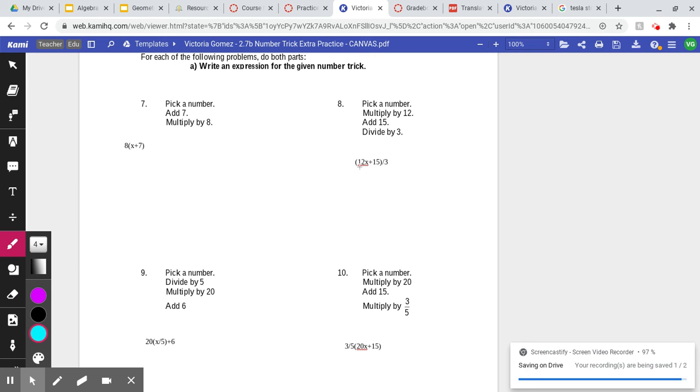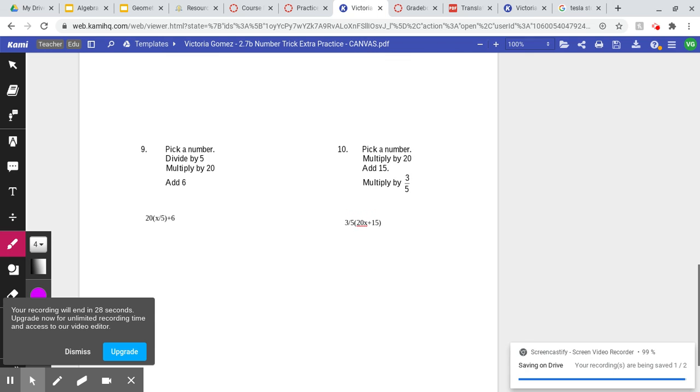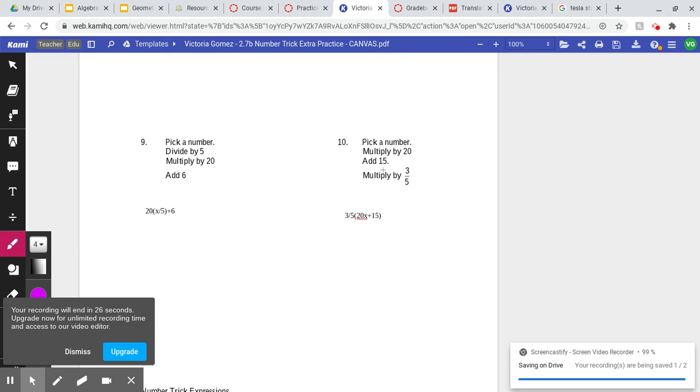And then we add 15. Okay, add 15 to the end, right, because we always have to multiply before we add. And then divide the whole thing by 3. So that's where we need our parentheses, and then divide by 3. Down here, same thing. Pick a number, multiply by 20, so 20x, add 15, so 20x plus 15, put that in parentheses and multiply it by 3/5.